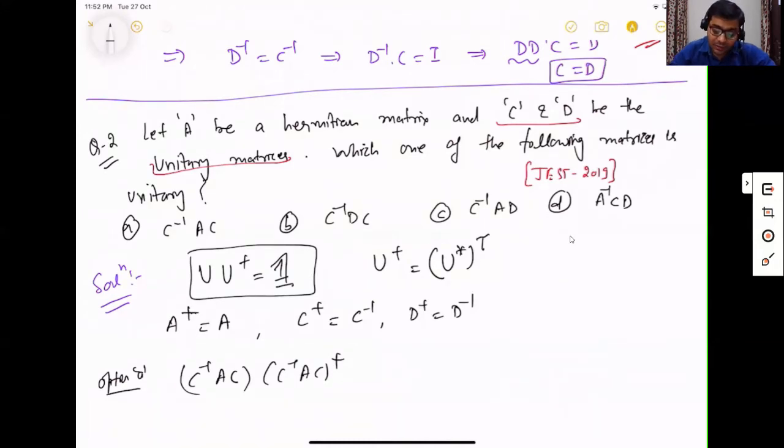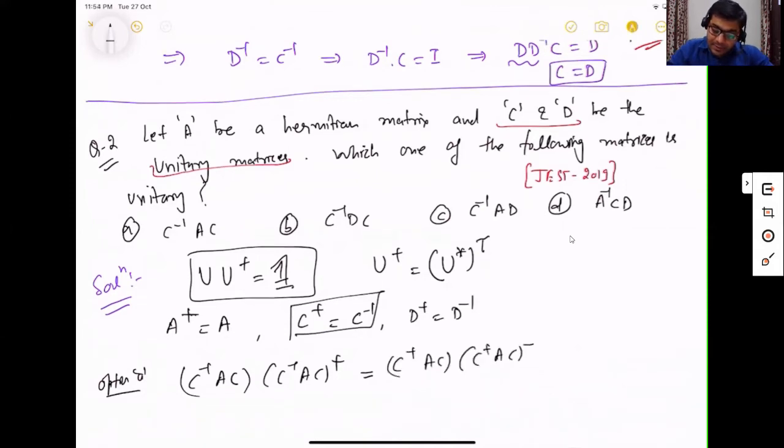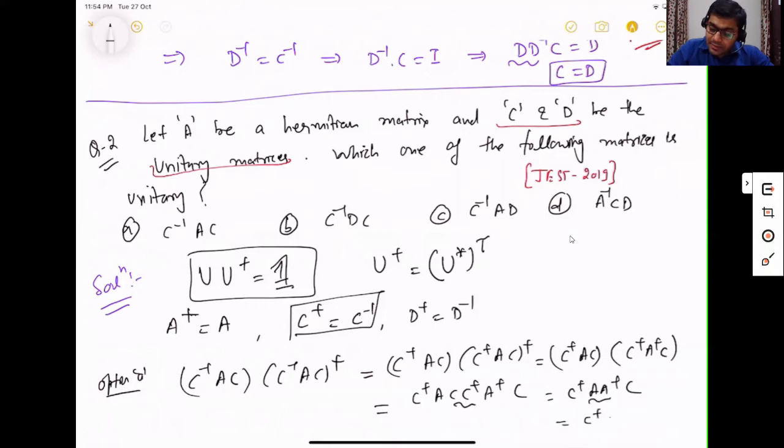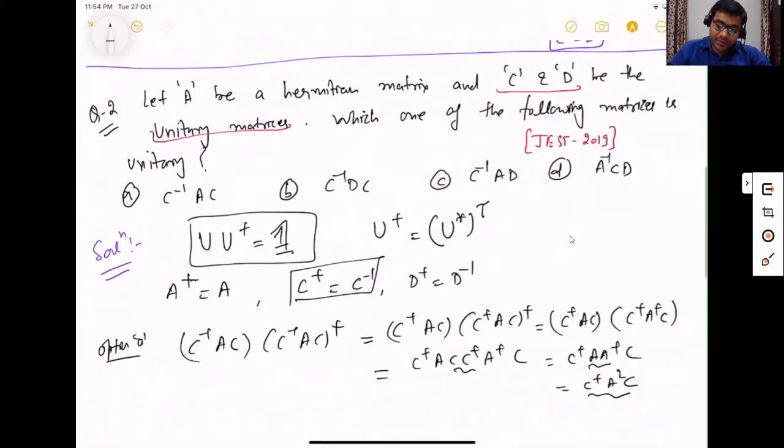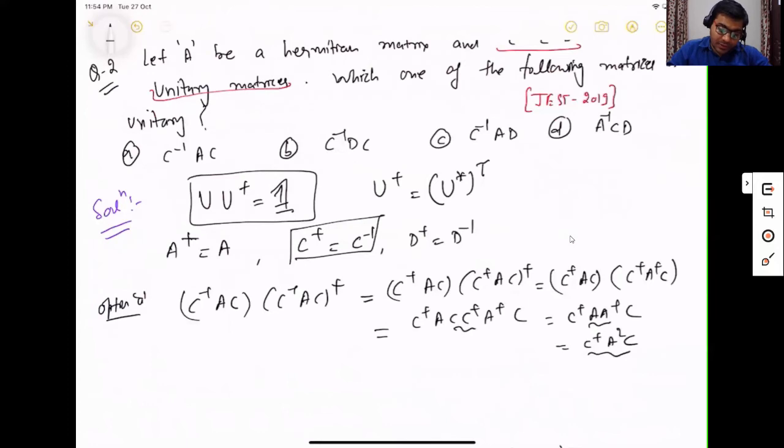So let me check what it gives me. We have just seen that C inverse is actually C dagger because C is unitary. So I write C dagger A C times C dagger A dagger C. C C dagger is identity, leaving C dagger A dagger C. Now A dagger and A are the same, so we get C dagger A square C, which is not giving me identity. So option A is not correct.